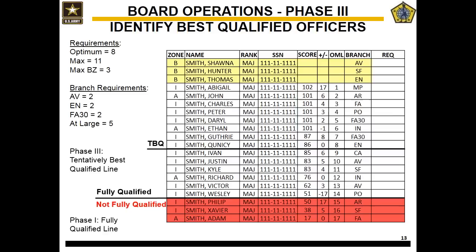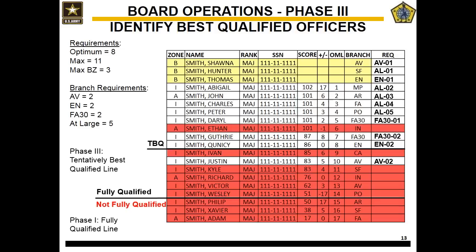Next, we will fill the specific branch requirements starting from the top, beginning with aviation, then engineer, and finally functional area 30. Once specific branch requirements are filled, we will fill the remaining at-large requirements, which are awarded solely based on an officer's position on the OML. Once again, starting from the top, we will fill 5 at-large requirements, skipping those officers who already filled a specific branch requirement. You will see that even though Major Ethan Smith at OML position 6 scored higher on the OML, he is not best qualified to meet the needs of the Army due to branch requirements, and therefore will not be recommended for promotion.